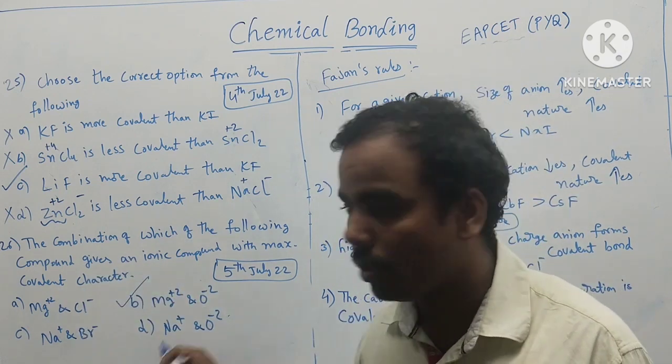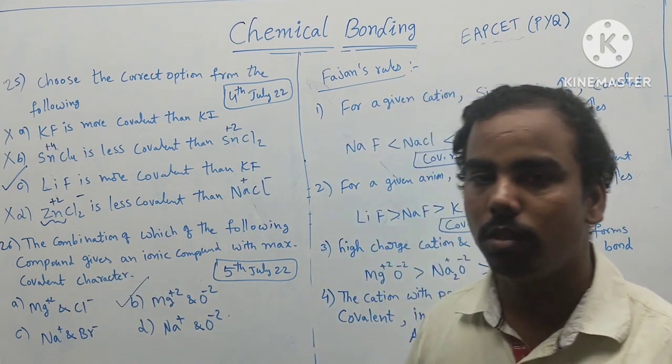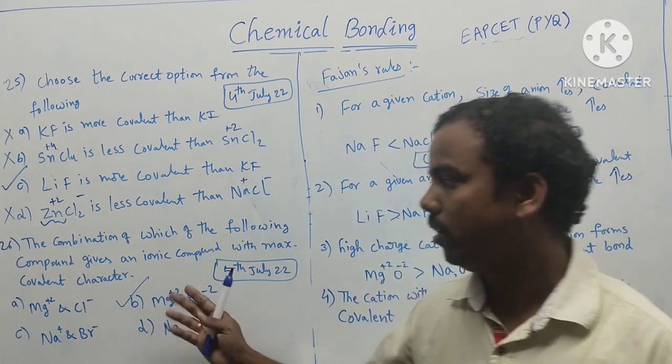So in these, which one has a strong ionic bond? Na plus, Br minus. A low charge cation and low charge anion form a strong ionic bond. Okay, note this.